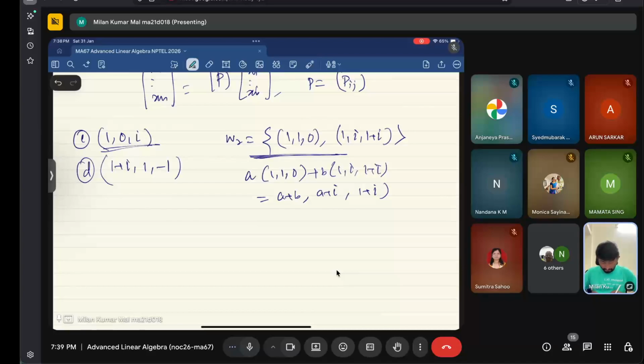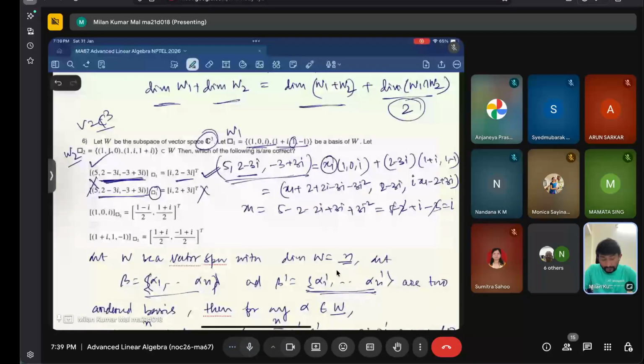Just a minute. The question, there is a mistake in the question. So it's not a mistake, one cannot say that. But option A is correct, so automatically option B will be discarded. There is no doubt. But option C is not correct. (1, 1, 0), (1, i, 1 plus i). Okay, if you want to get this one, a plus b has to be 1. This is the first place. A plus bi has to be 0.